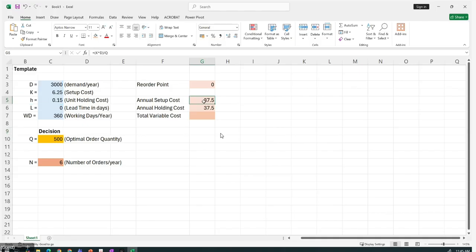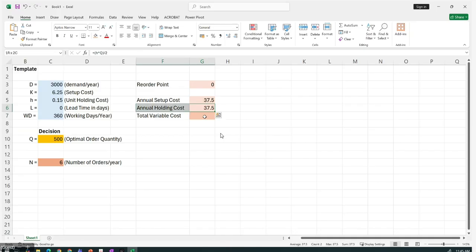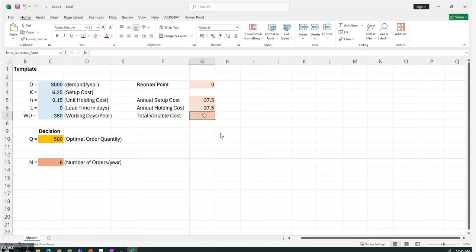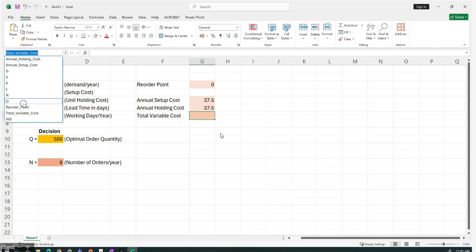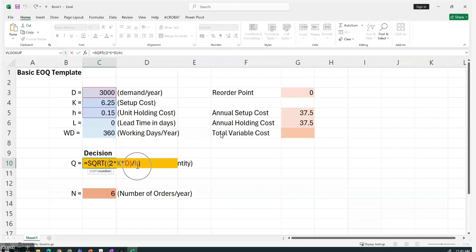Similarly, try to name this annual setup cost. Select the cell, select along with the label, Control Shift F3. Similarly, annual holding costs and total variable costs. You can see all the names that you have added would come here. Now, what is the advantage of naming? You can see in the formula that I used, it is very, very elegant, right?